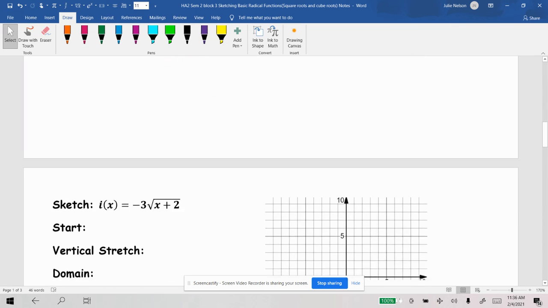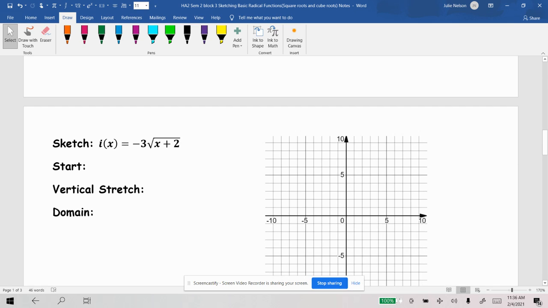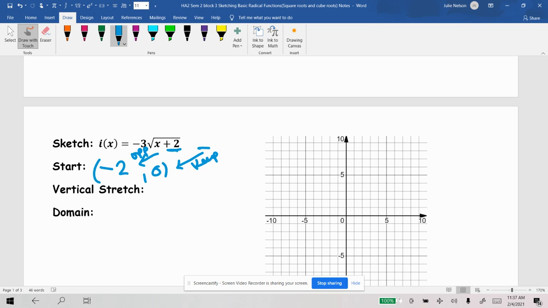So let's take a look at the next one right here. Ooh, now notice it's f of x equals -3 times the square root of x plus 2. I wonder what that -3 means to do. So this is a square root function, so I always know that my starting point is the opposite of the inside, and I keep the outside. So I'm starting at (-2, 0).